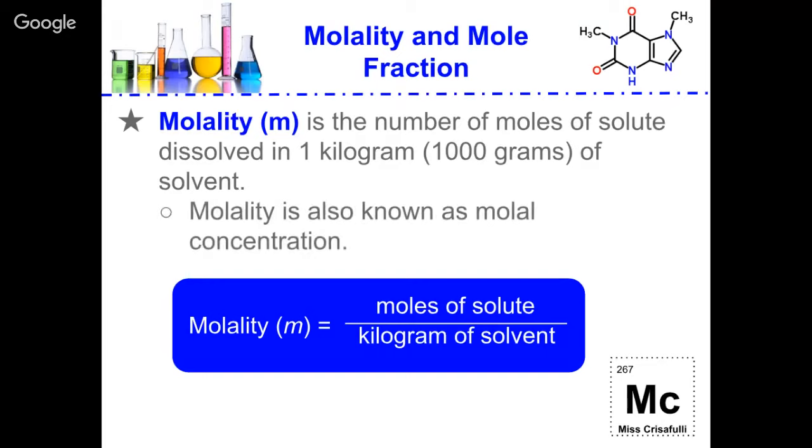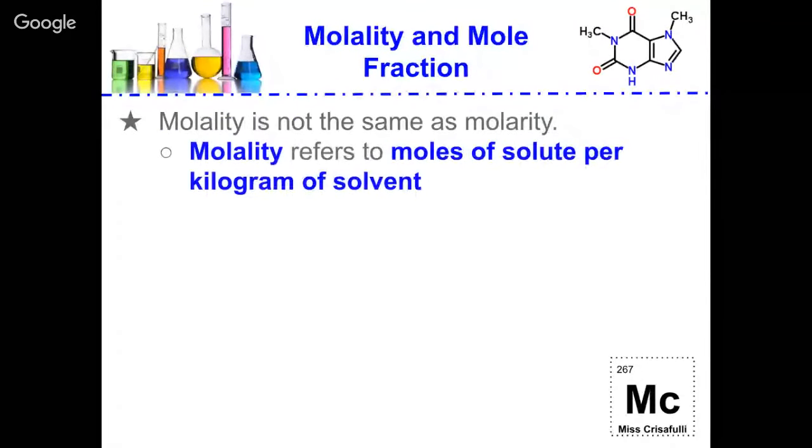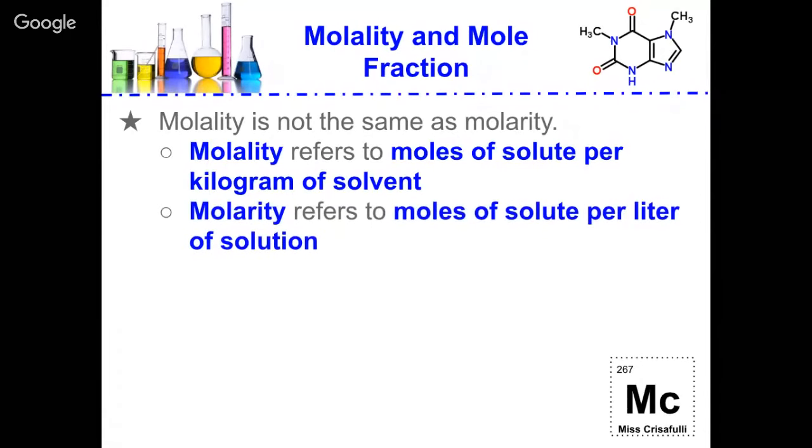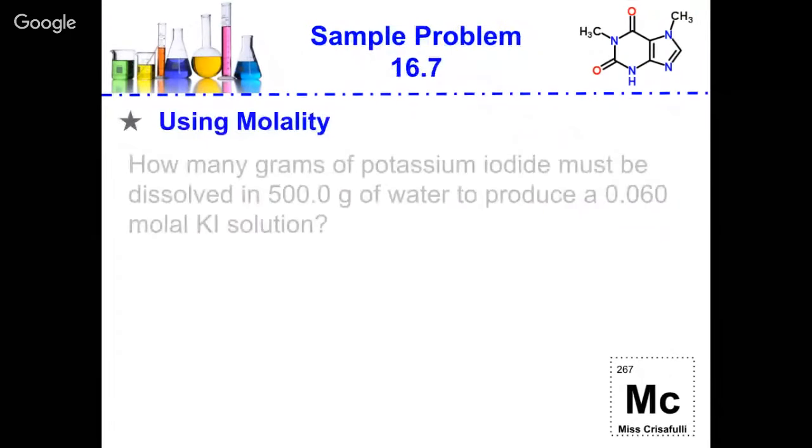Molality is also known as the molal concentration. So the equation you need to remember is molality, which is little m, is equal to your moles of solute over your kilograms of solvent. Molality is not the same as molarity. Remember, molality refers to moles of solute per kilograms of solvent, and molarity refers to moles of solute per liters of solution. So let's look at a sample problem.